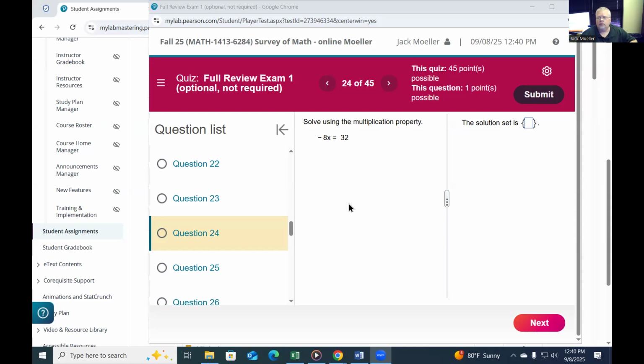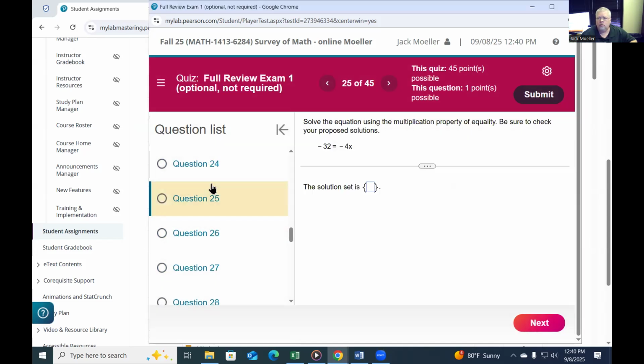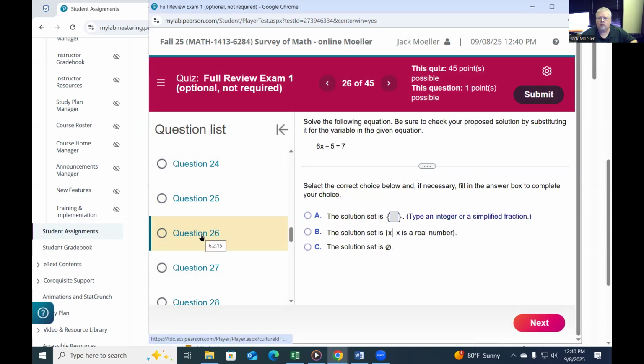Okay. So this one starts off small, -8x equals 32. Just divide both sides by -8. Pretty straightforward. All right. This is a basic equation you need to be able to solve. So this is my number 26.